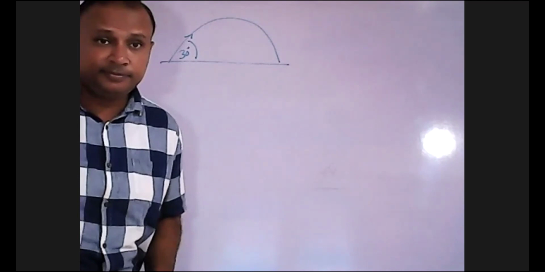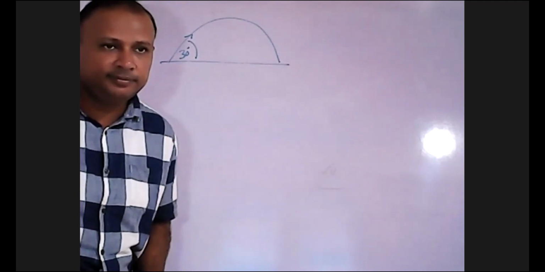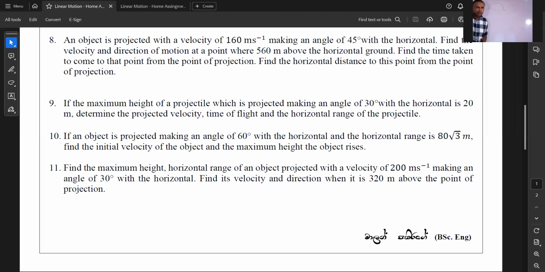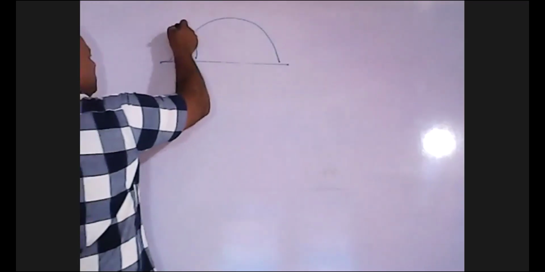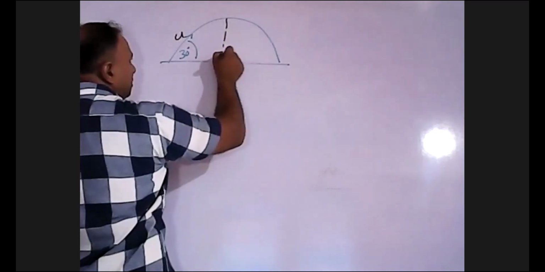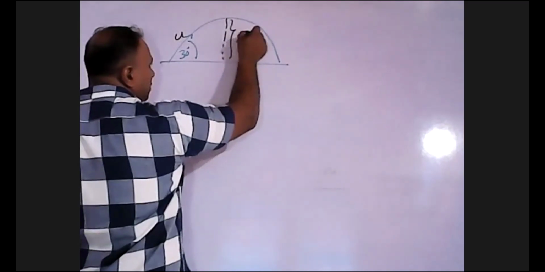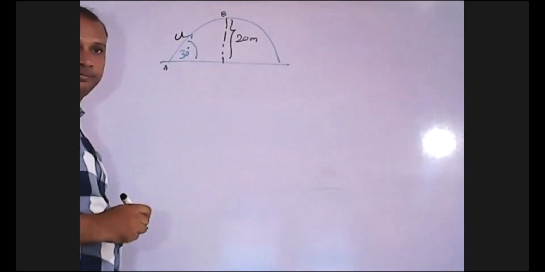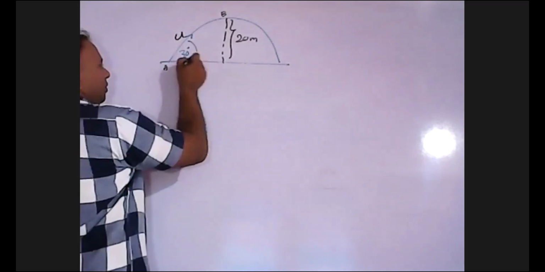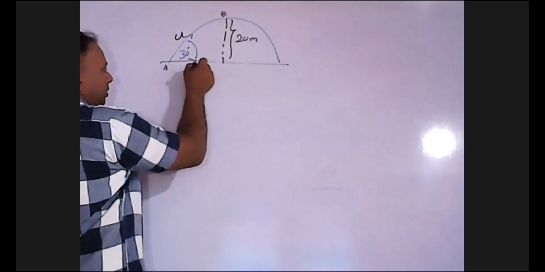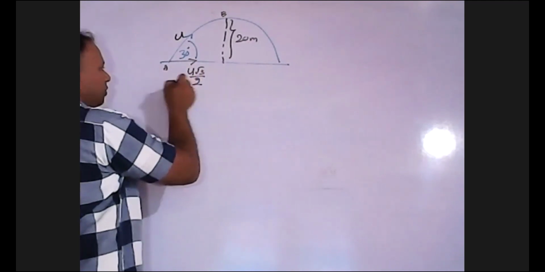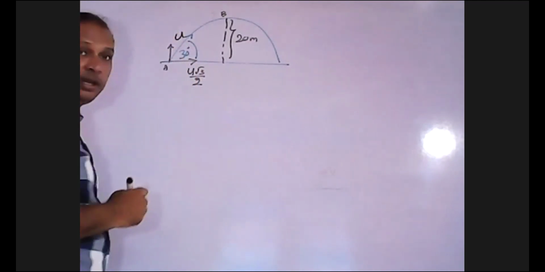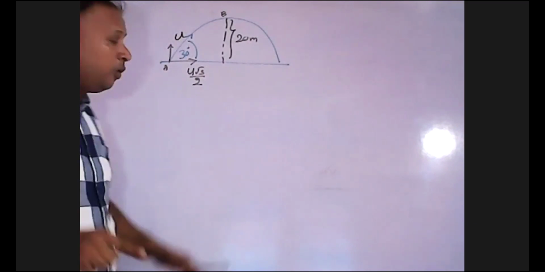What is the velocity? Projected velocity is what is asked. Maximum height is 20 meter. So if the velocity is u, the maximum height is 20 meter. From A to B, this is u cos theta. U cos theta means u times root 3 over 2. U cos 30. Cos 30 is root 3 over 2.